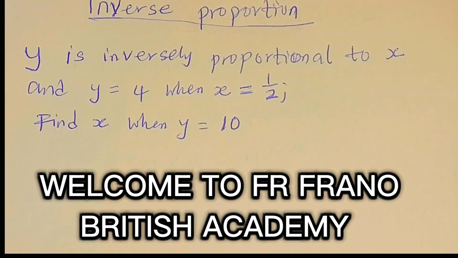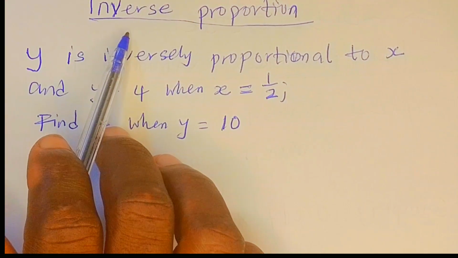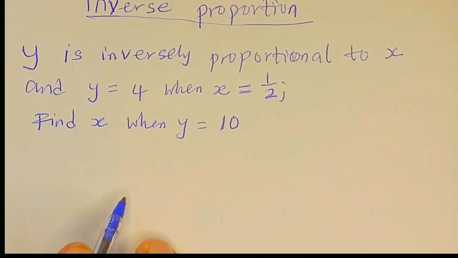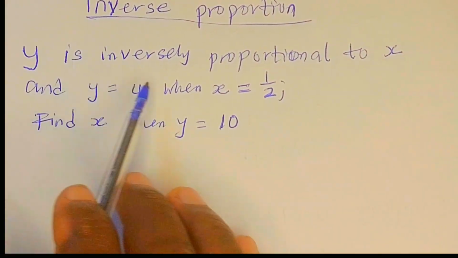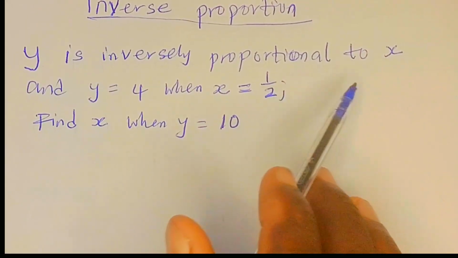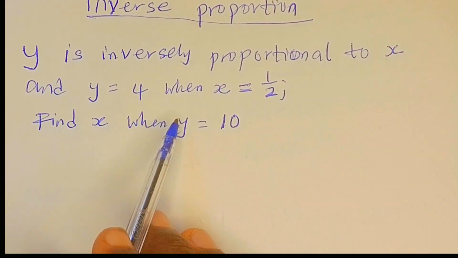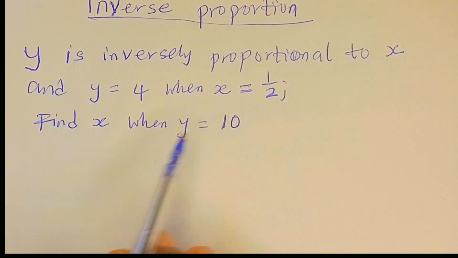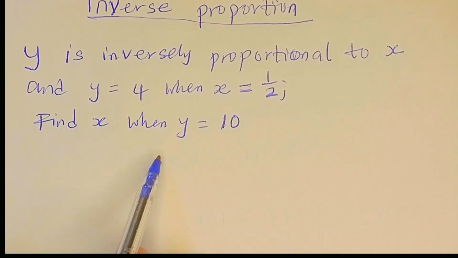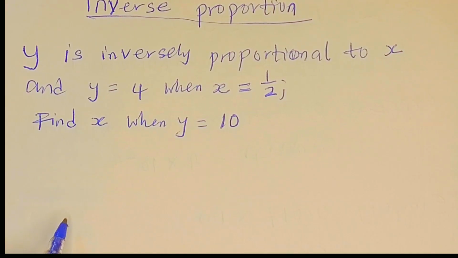In today's video, we want to solve on inverse proportion. Now the question is, y is inversely proportional to x and y is 4 when x is 1 over 2. Find x when y is 10. So what do you need to do?